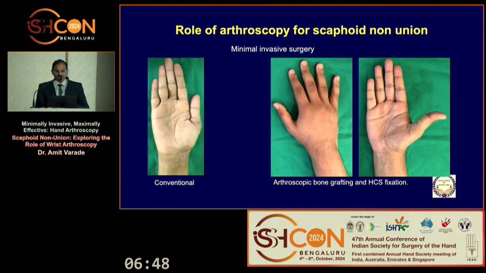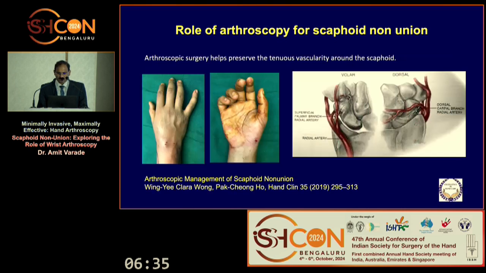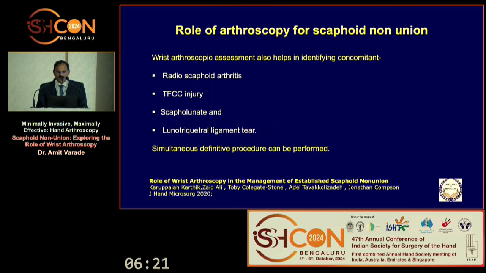The most important advantage of this procedure is that we hardly see any scar on the dorsal and volar aspect of the wrist, and other people don't know whether surgery has been done or not. Another very important advantage is that it preserves the tenuous vascularity around the scaphoid, because we are not cutting any important ligaments around the scaphoid.